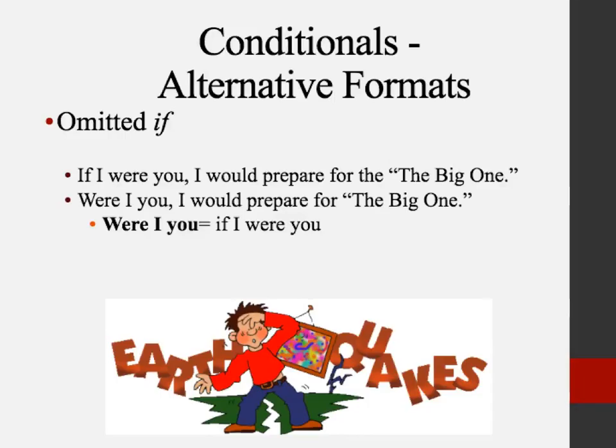In addition to the format presented, there are two different types of conditional sentences, implied if and omitted if. With were, had in the past perfect, and should, sometimes if is omitted, and the subject and the verb are inverted. For example, were I you, I would prepare for the big one. In this sentence, the if is omitted, and the verb were is moved to the beginning of the sentence.